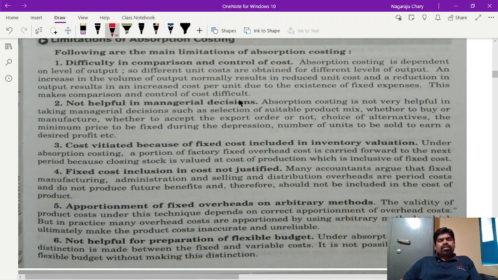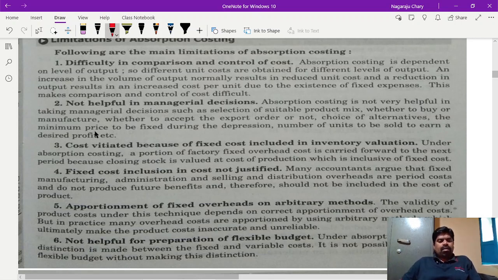Here both the costs are included. So it is very difficult to control fixed cost or variable cost, and it is very difficult to compare which cost is more and which cost is less. Controlling cost is most important in production units, so it is very difficult to control the cost in this method.